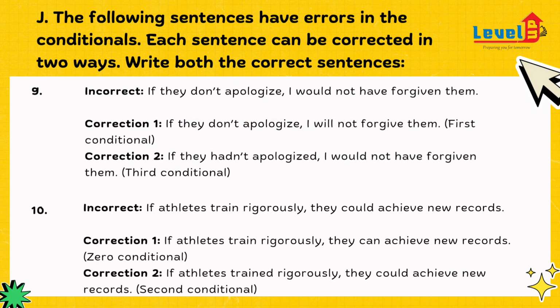First conditional. 9. Incorrect. If they don't apologize, I would not have forgiven them. Correction 1. If they don't apologize, I will not forgive them. First conditional. Correction 2. If they hadn't apologized, I would not have forgiven them.